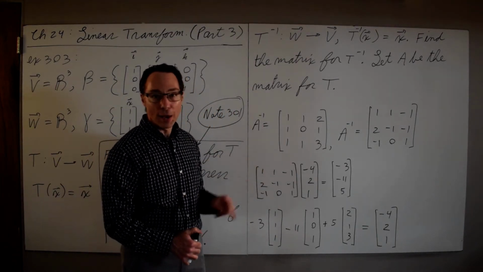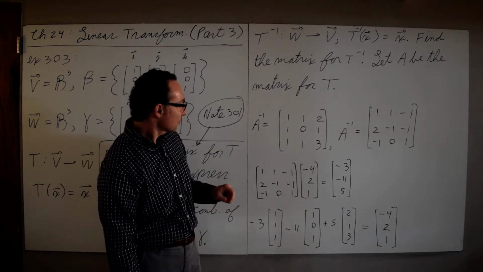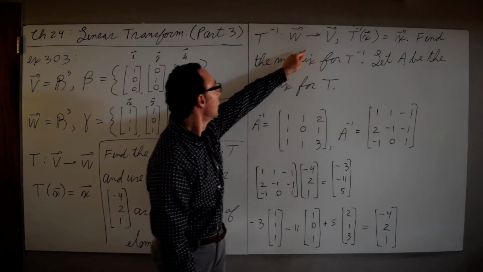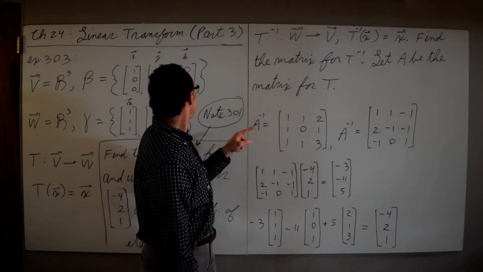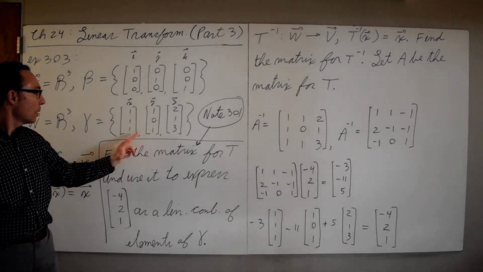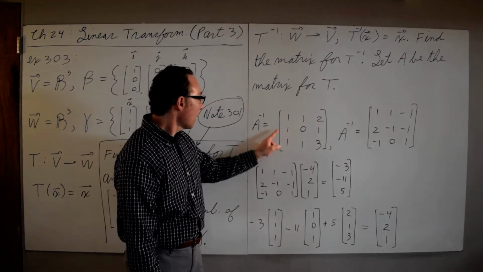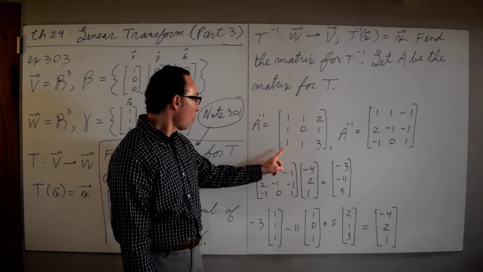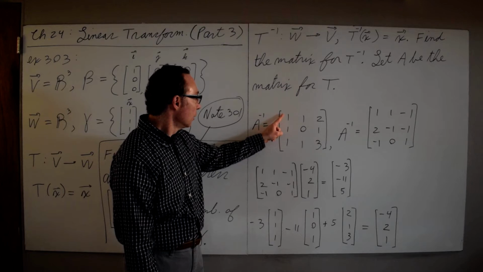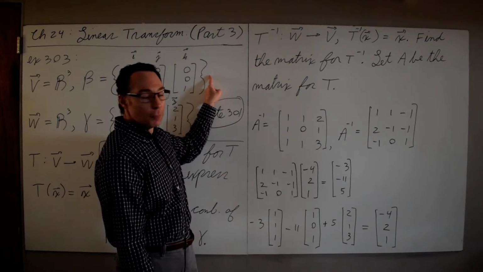Now, why did that work? Why is this the matrix for T inverse? Well, if you look at T inverse going from W to V, remember, this X, Y, Z right here, these are the basis elements for W. Now, the function value of X is 1, 1, 1, and these are the coefficients you use to express 1, 1, 1 in terms of I, J, and K, the basis from V.